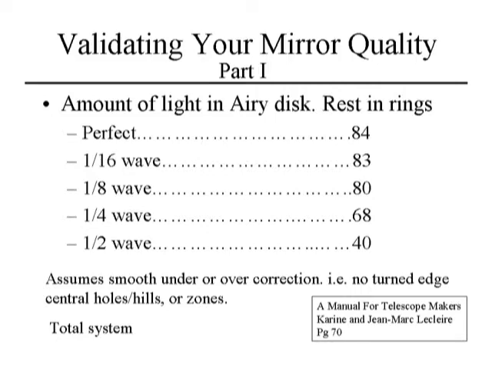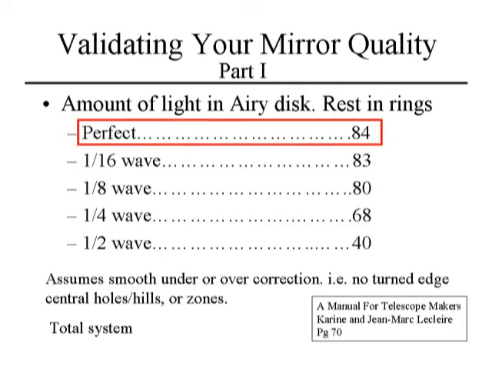This is a table that I see in many places, but I happened to get it from a manual for telescope makers by Karen and Jean-Marc Leclerc on page 70. This is a recent publication from Willmann-Bell, and this table shows the amount of light that's in the Airy disk for perfect optics as well as various imperfections. We can see, as I've already told you, perfect optics, 84% of the light is in the Airy disk. The remaining 16% is scattered into the rings.